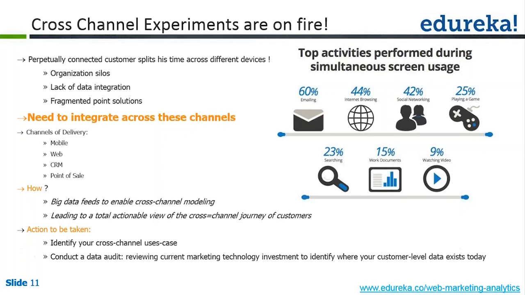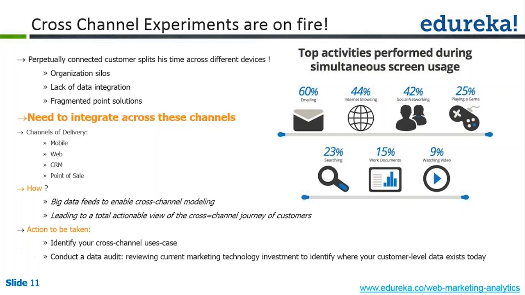You need to ensure there's a big data feed that enables cross-channel modeling, which basically means there is an army of data scientists sitting somewhere crunching the numbers, ensuring they can do some kind of attribution modeling across different data points of a customer journey across different channels, which would lead us to a very actionable view of the whole cross-channel journey of these customers.